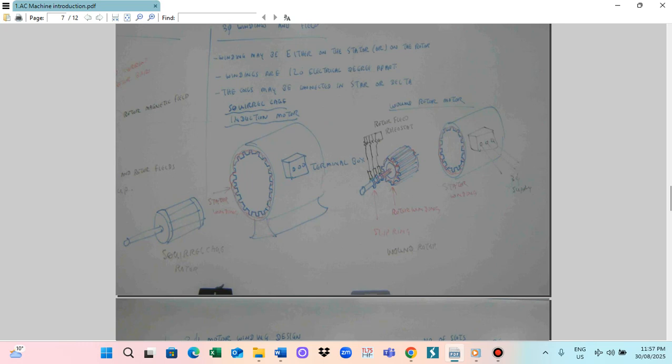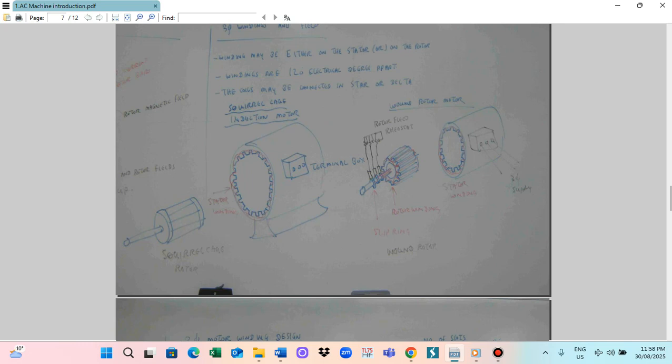So there will be two kinds of motor: the squirrel cage induction motor and the wound rotor motor. So this is what we call a squirrel cage induction motor. These are the two kinds of motors constructed.